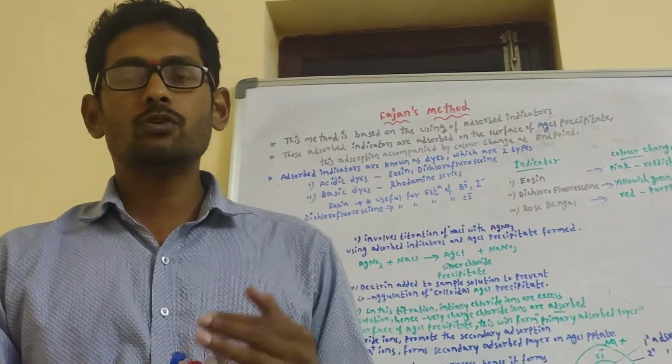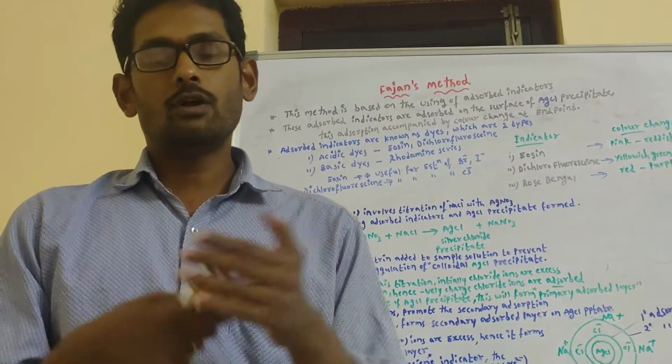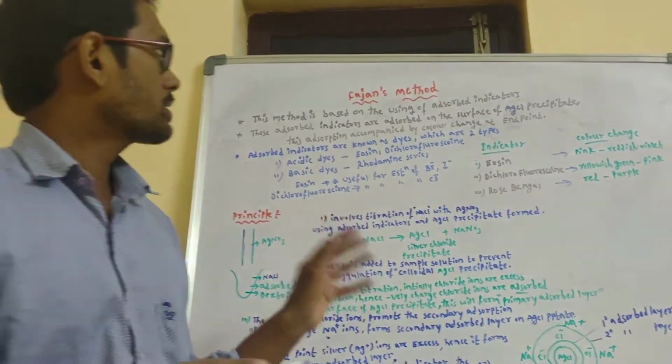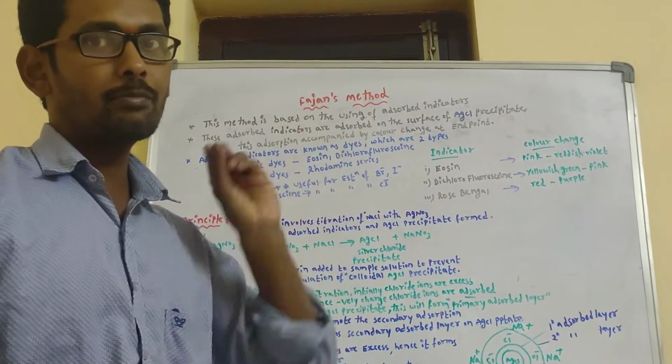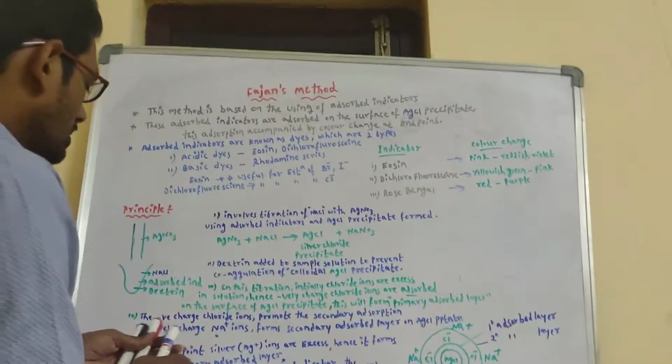In my last video, I explained the Mohr method, as well as the Volhard method and the modified Volhard method. In this video, I am going to explain the Fajans method in precipitation titration. Let's see the concept of the Fajans method.